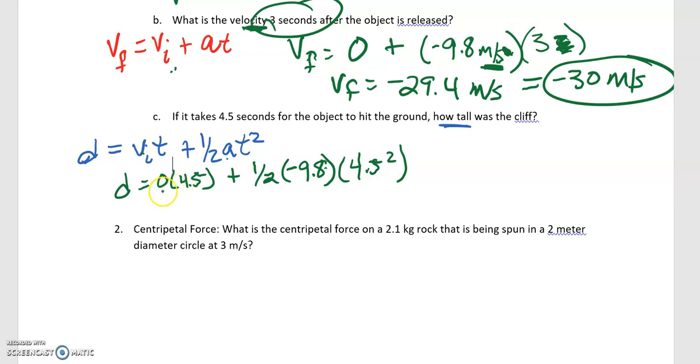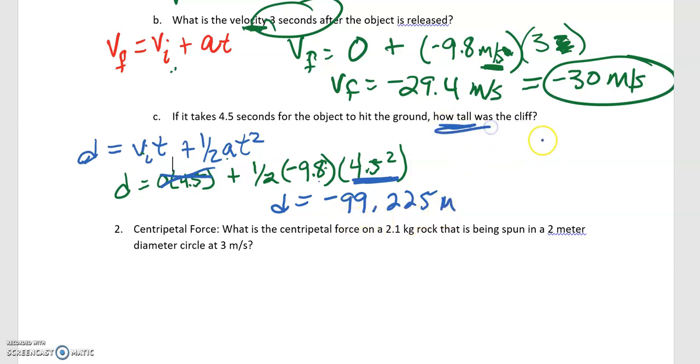So when I start solving this one out, 0 times 4.5 is 0. And when I take 1/2 times negative 9.8 times 4.5 squared, now, only the 4.5 is squared. So you have to square the 4.5 only, and then times that by negative 9.8 and times it by the 1/2. That ends up giving me d is equal to negative 99.225 meters. Now, the reason that this is negative is because our formula calculates the distance that it has traveled, and the negative has indicated that it is traveling downwards. So the object traveled downwards negative 99.225 meters.